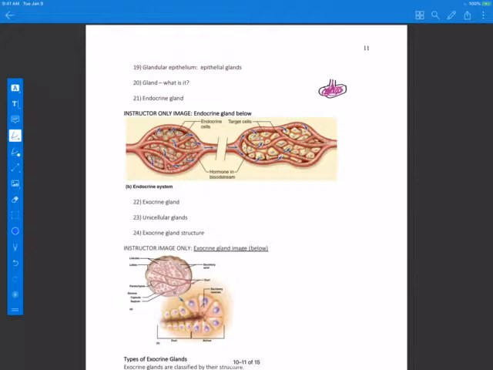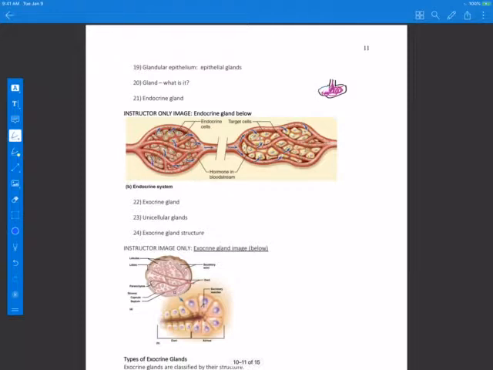Some organs have both an endocrine gland function and an exocrine gland function. Some examples might be the liver, the gonads, which would include the ovaries for a female, and the testes for a male, and then also the pancreas. So what's the difference between an endocrine gland and an exocrine gland? Well, endocrine glands are different than exocrine glands because they don't have a duct. Exocrine glands have a duct.